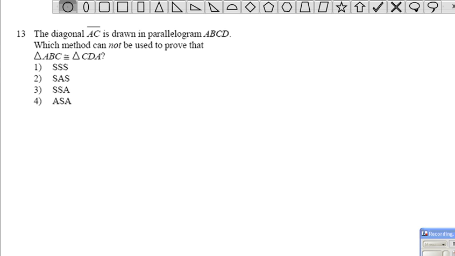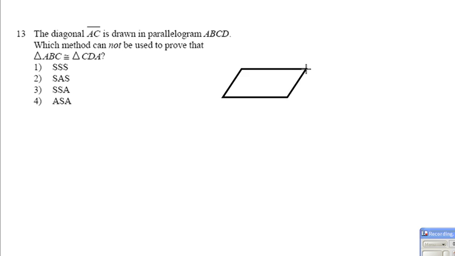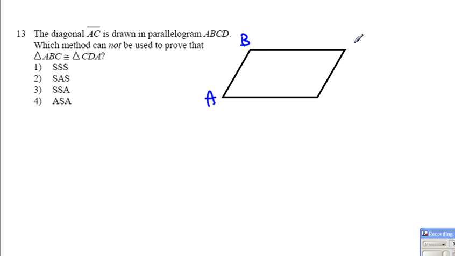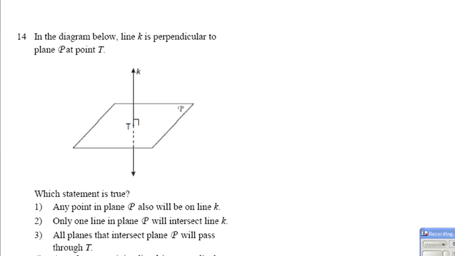Alright, so here we have diagonal AC drawn in parallelogram ABCD. So we have a parallelogram right here, A, B, C, D. Diagonal AC is drawn. Now, which method cannot be used to prove that those two triangles are congruent? Oh, wait a minute, even before we do anything, we realize SSA is not a valid way to prove two triangles are congruent, so therefore our answer is choice C. Alright.